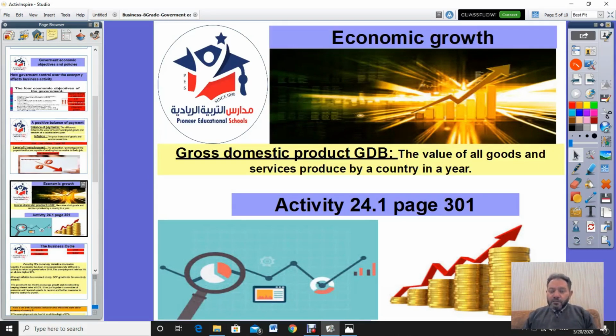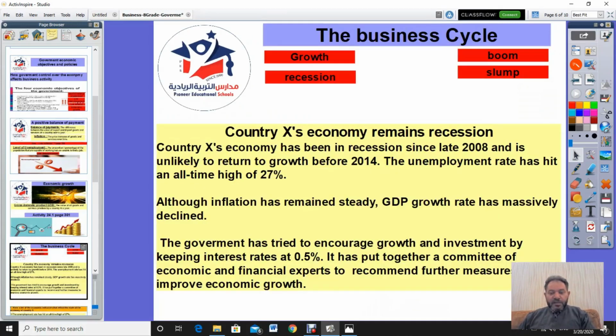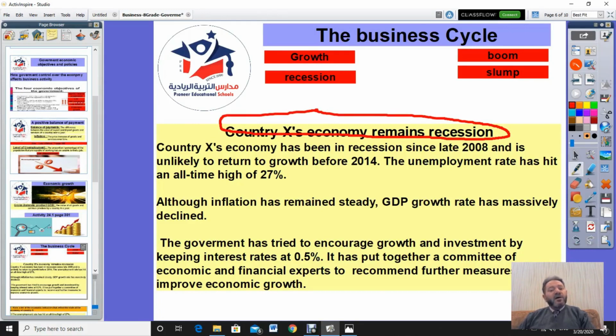Okay, let's have the first activity, 24.1 at page 301. It talks about how the country X economy remains in recession. You will find it on page 301, and you will see here that country X economy has been in recession since late 2008, and it's unlikely to return to growth before 2014.